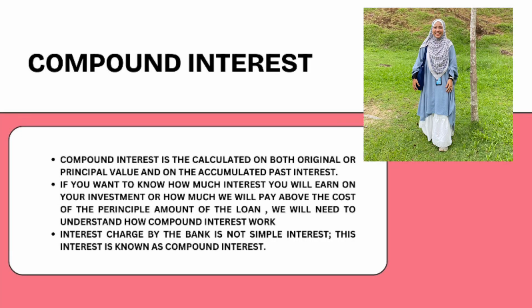Compound interest is calculated on both the original or principal value and on the accumulated past interest. If you want to know how much interest you will earn on your investment, or how much you will pay above the principal amount of the loan, we need to understand how compound interest works. Interest charged by the bank is not simple interest. This interest is known as compound interest.